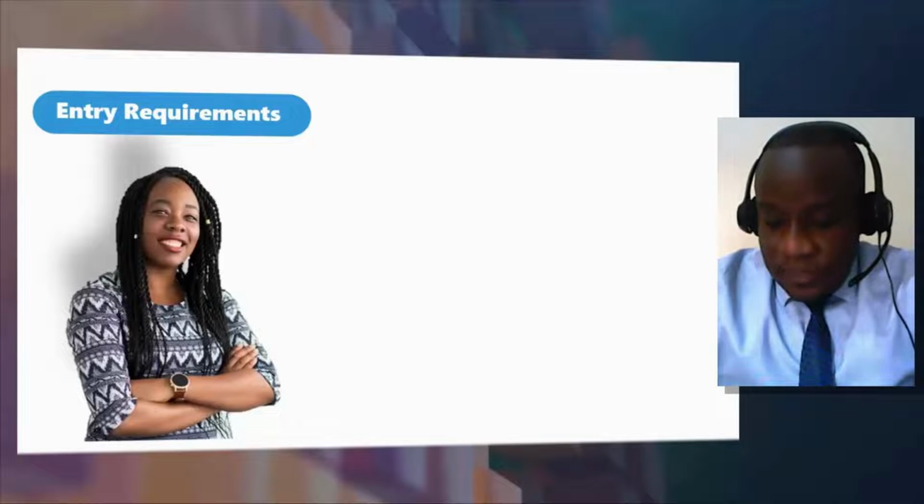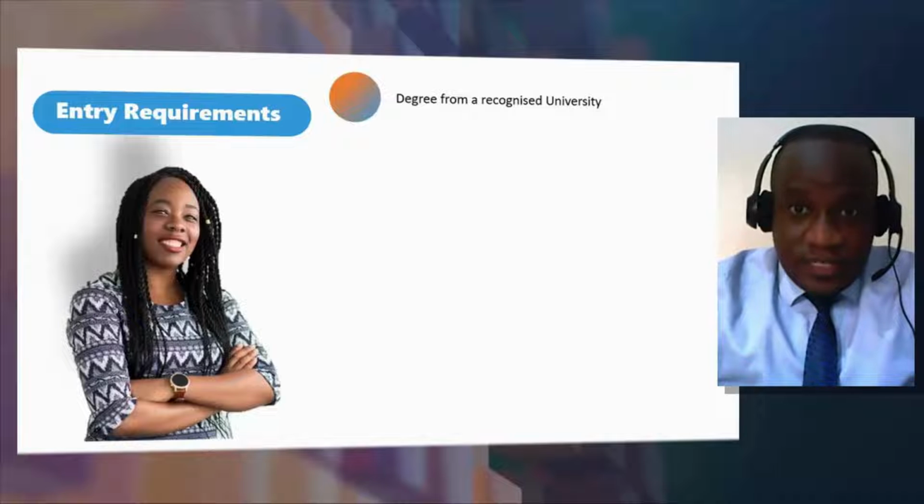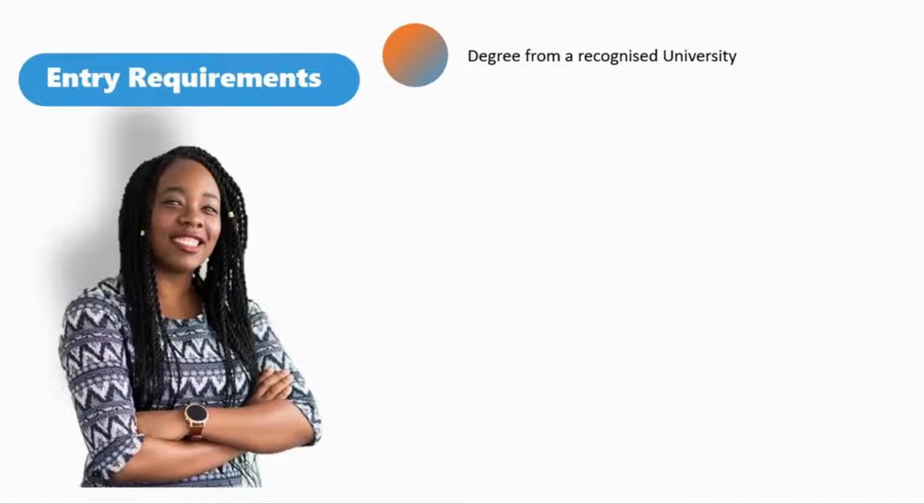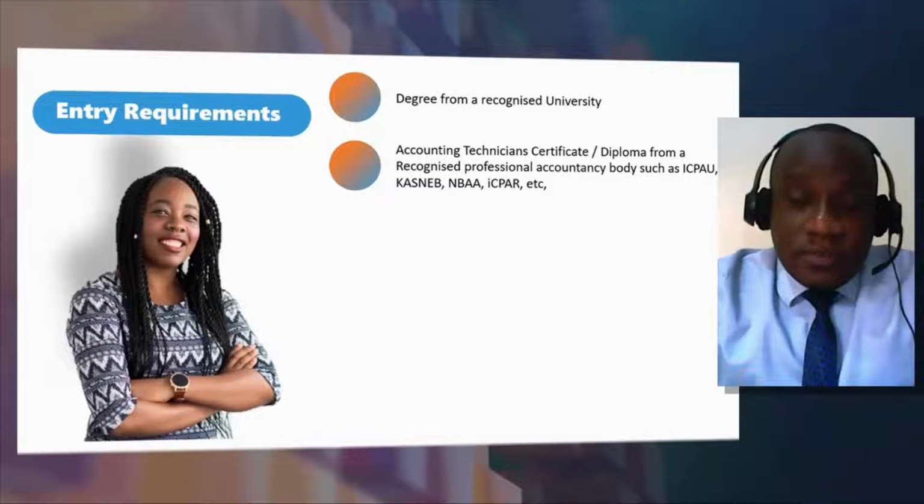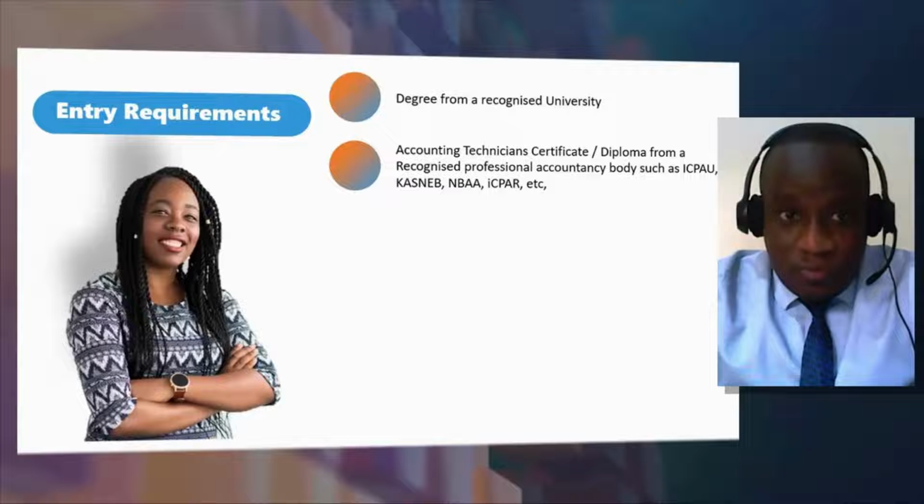Now, of course, the details include, for those who have a degree, definitely from any recognized university, you will be admitted into the program. If you have an accounting technician certificate or diploma from a recognized professional accountancy body, such as ICPAU, the Institute of Certified Public Accountants of Uganda, which has its own diploma, the accounting technician's diploma. We have diplomas from institutes like NBAA, and the Institute of Certified Public Accountants of Rwanda, ICPAR, and so on.